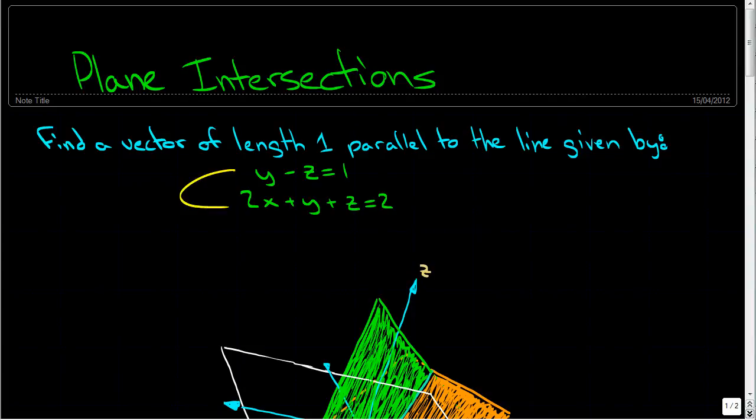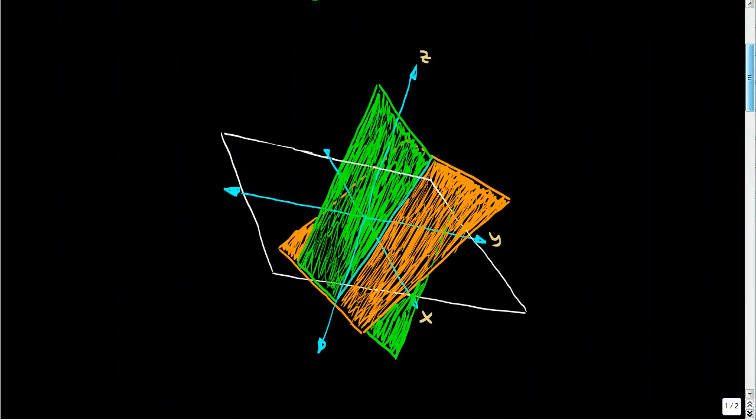Now, this is actually two planes. When we have this linear system, it's describing a plane, and this one is also describing a plane. These planes are intersecting, and we're trying to find a vector that is parallel to the line of intersection. So I've taken the liberty of drawing what these planes look like. It looks like this here.